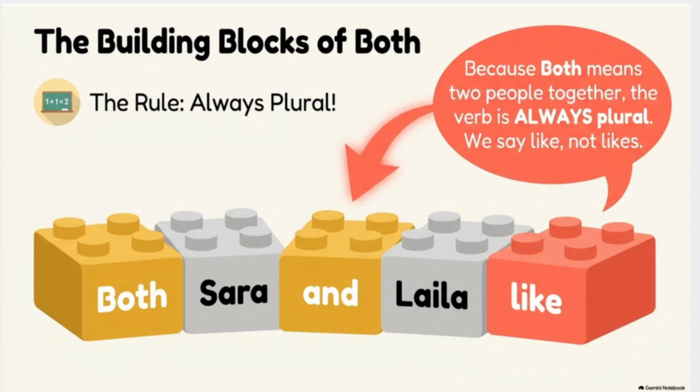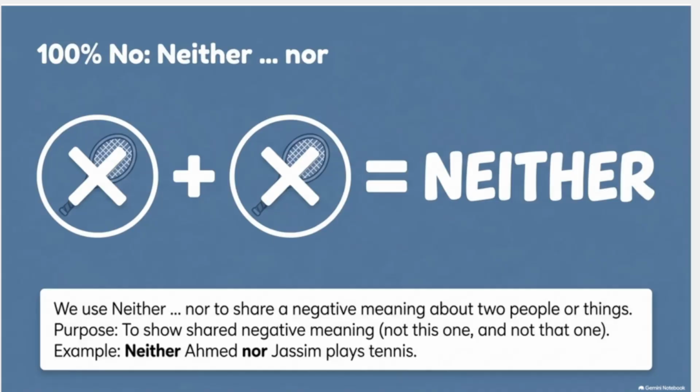Why? Because Sarah and Layla are two people. So we can think of the structure like this. Both Sarah and Layla equals they. And we say, they like apples, not, they likes apples. So whenever you see both and, remember, two people or things, plural subject, plural verb.